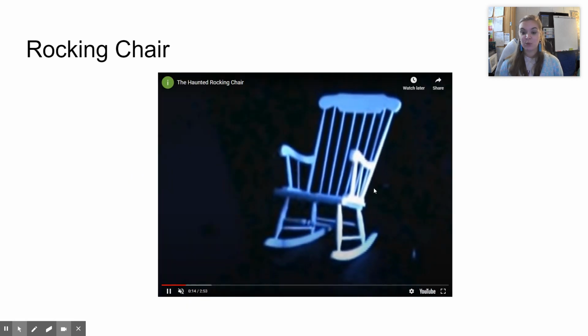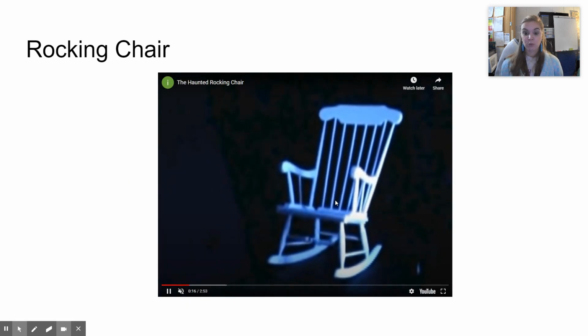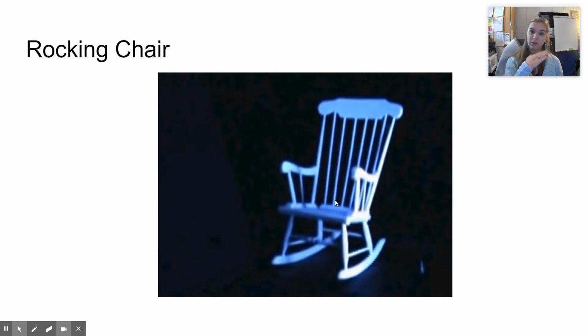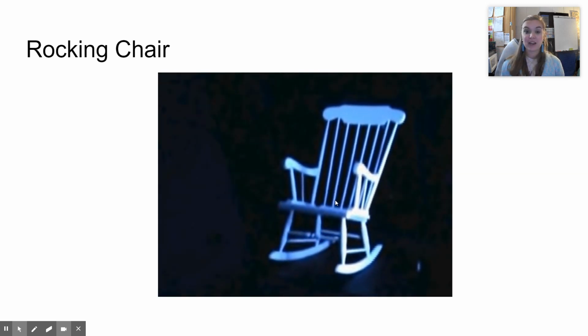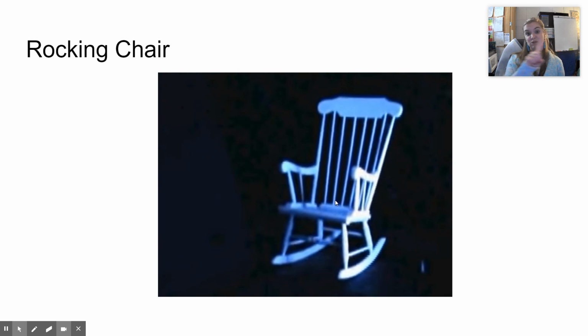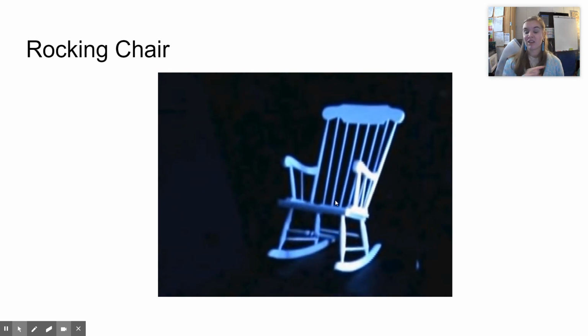So this is a rocking chair. So the rocking chair is going back and forth, back and forth, back and forth. So that is another way that things move, is by going back and forth. Sometimes this could also be going left and right. So things can move left and right, and that's kind of like going back and forth as well.